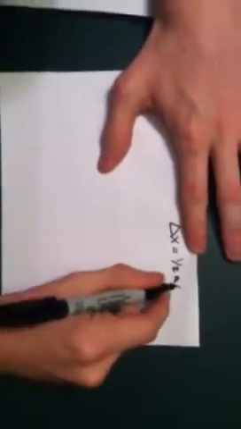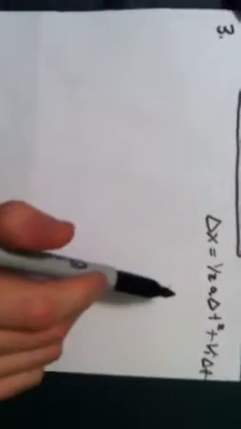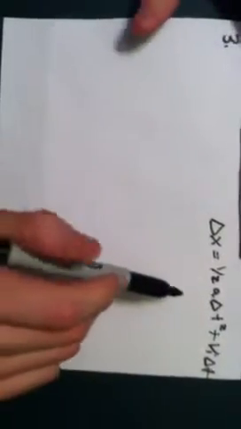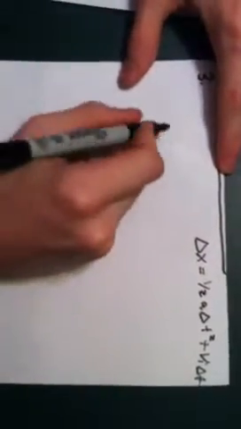So change in x equals 1/2 a change in t squared plus vi, that's velocity initial, change in t. So we're going to look at the first part first, because we need to figure out the time to be able to figure out the last part of that. So let's look at the vertical thing first.